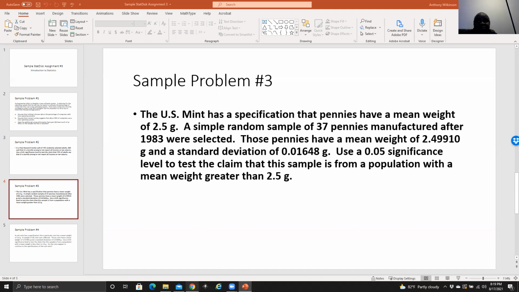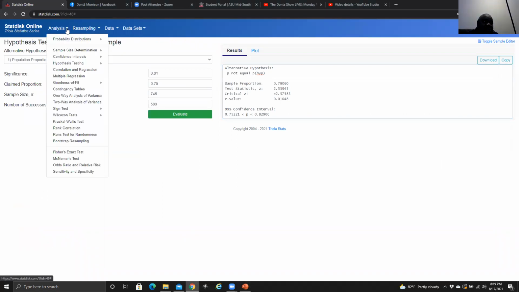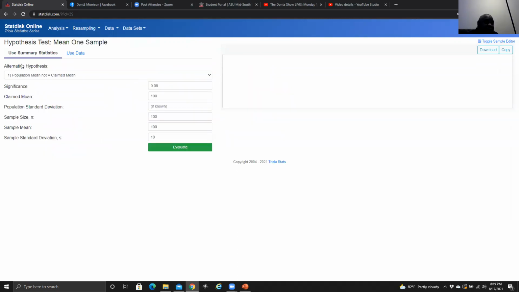All right, so now let's go to StatDisk. And of course, I'll do this again. Go to analysis, go to hypothesis testing. But this time, we're going to be testing a claim about a mean, and it's going to be a one sample mean. So we select mean, one sample this time. And for our alternative hypothesis, we're testing a claim that the population is from a sample with a mean.